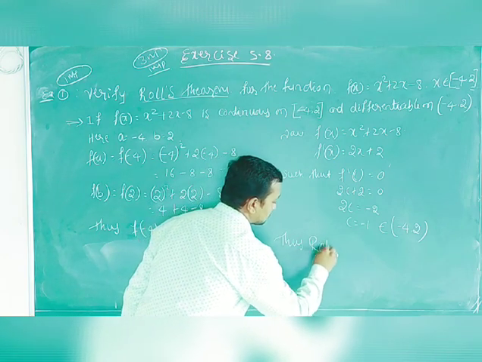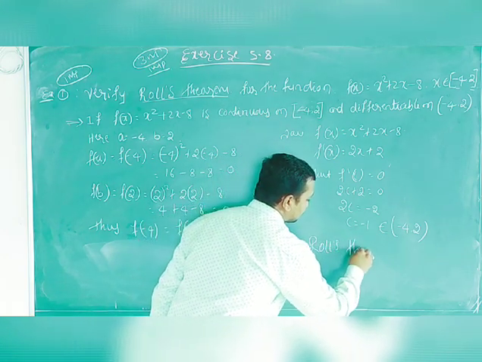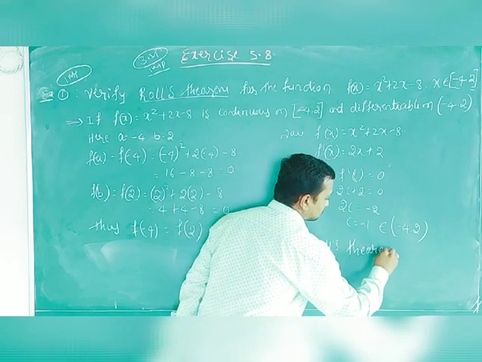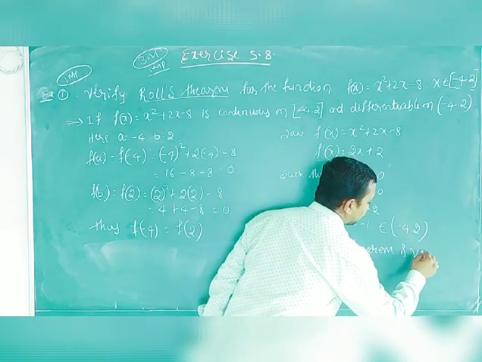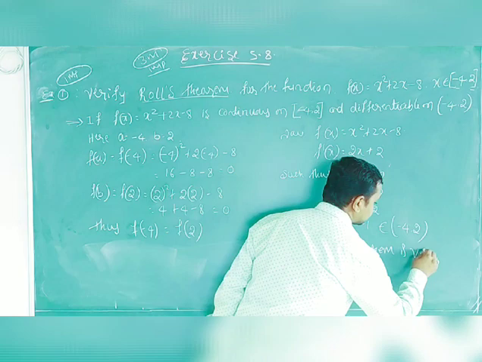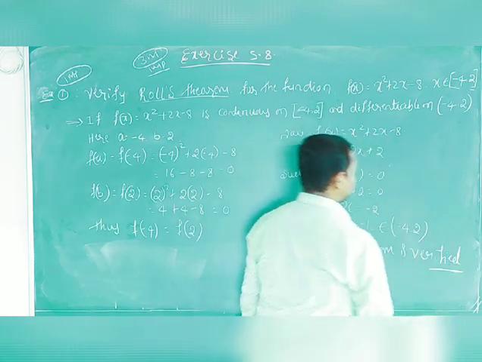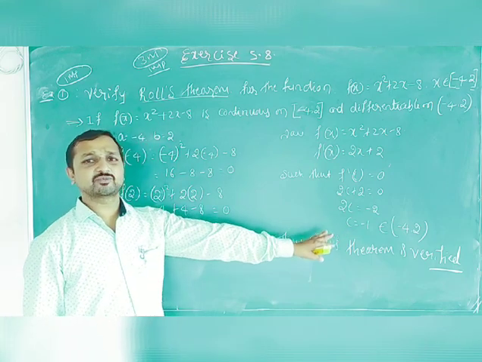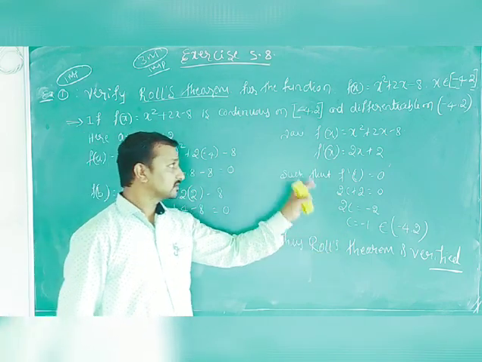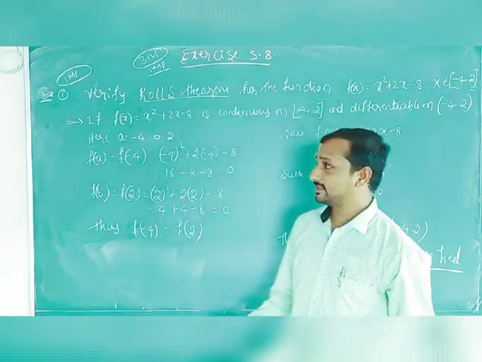Thus, Rolle's theorem is verified. This is the procedure. It's clear, a very simple procedure. So once again I can say that.